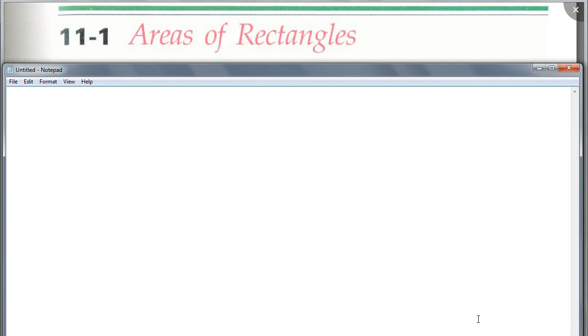So today we're going to talk about areas of rectangles. By the way, we all know how to find the areas of rectangles. What is the formula for the area of a rectangle? Length times width. Exactly right. Guess what? That's our theorem today. So we're going to actually prove that, okay?